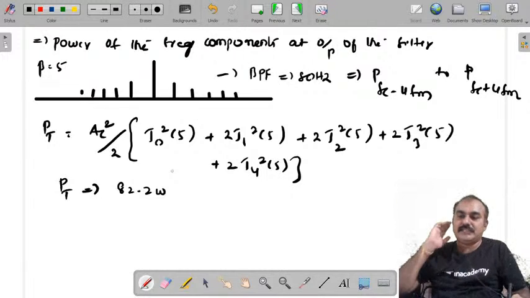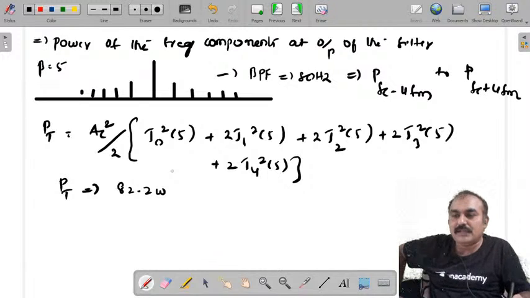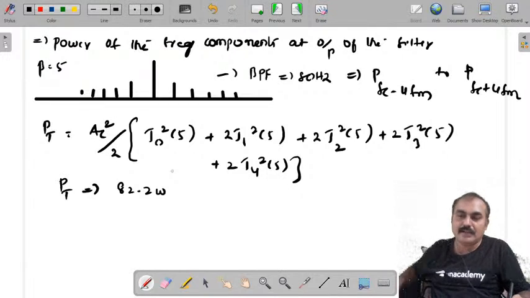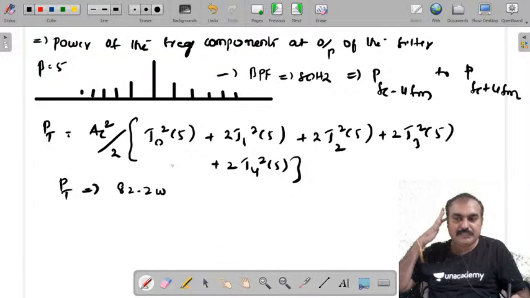While doing the problems, my dear students, you should be in a position to follow. Very, very important. You have to add all these particular values, then only you are going to get the answer. Very, very important, my dear students.